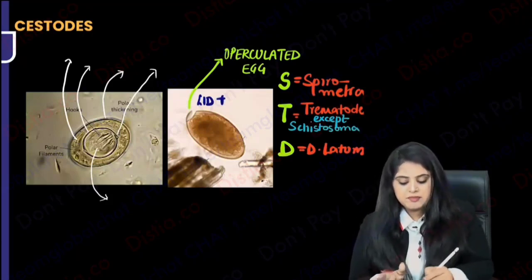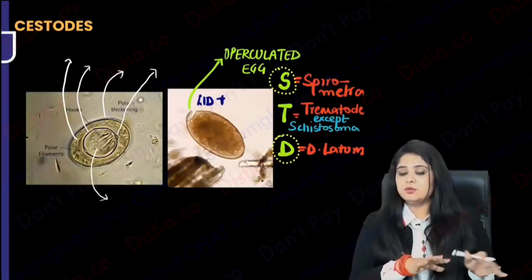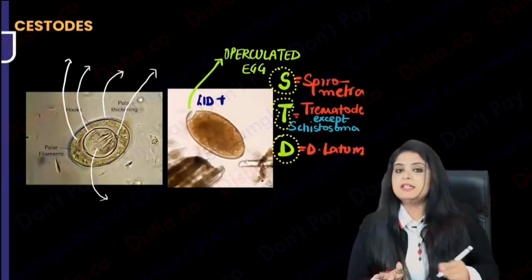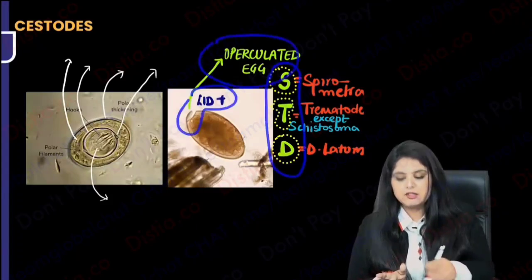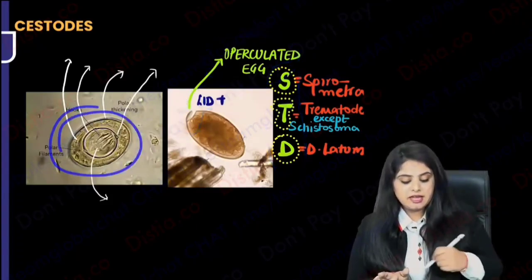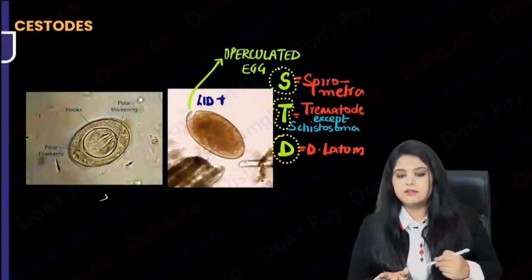So what is STD? S for Spirometra, D for D. latum, all from this family, cestodes, and T is for the next family, that is trematodes. So protection against STD, protection with the lid, that is an operculated egg. What is this egg? And I've got you a lot of labelings over here. So let's start with all these labelings one by one.